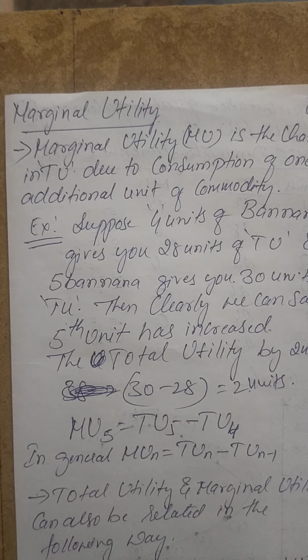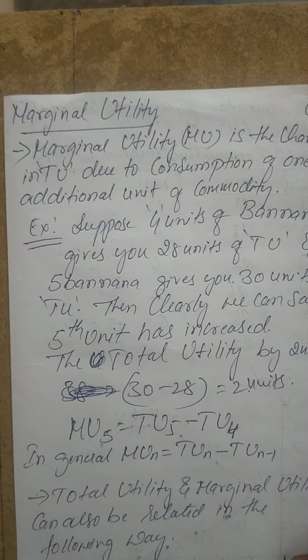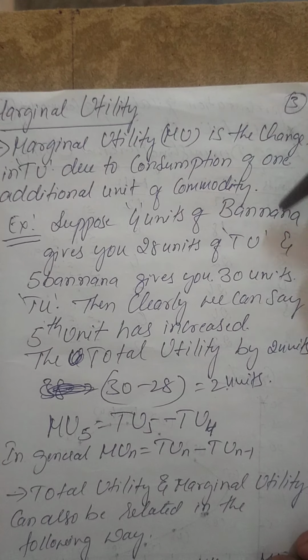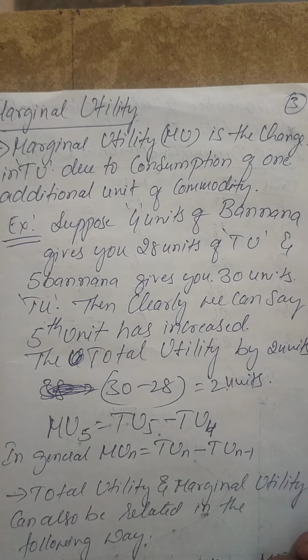Yesterday I told you, if the fourth unit of consumption of banana is being consumed by any single person, that becomes a total utility of satisfaction of 28.